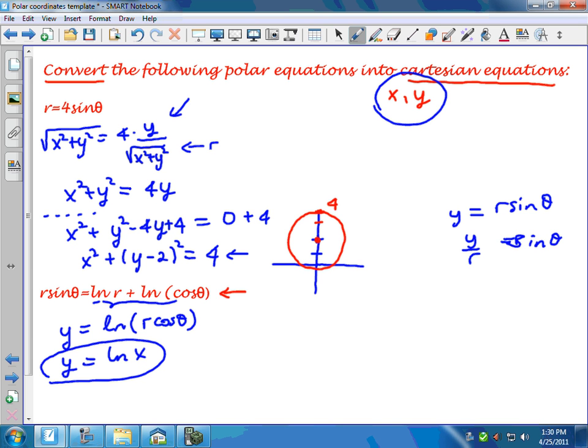r sine theta equals ln r plus ln cosine theta. So a lot more complicated, right? But something like a circle, especially this circle right here, was pretty complicated here in rectangular, but it was so easy in polar. So certain things, especially circular things, are easier in polar coordinates.